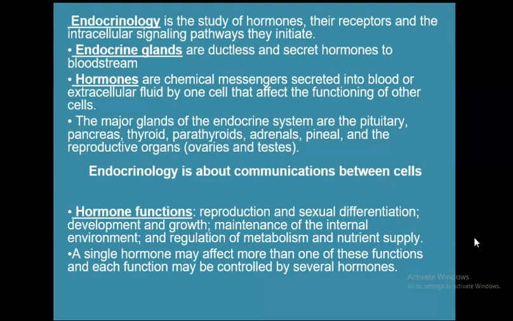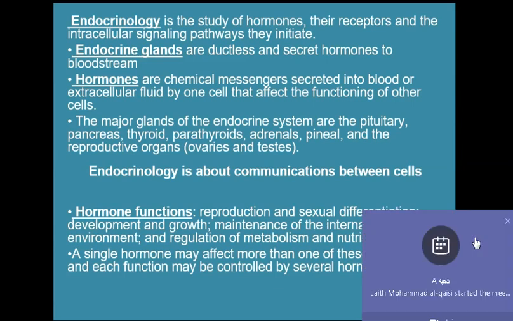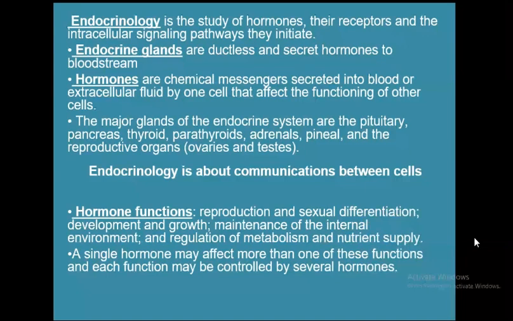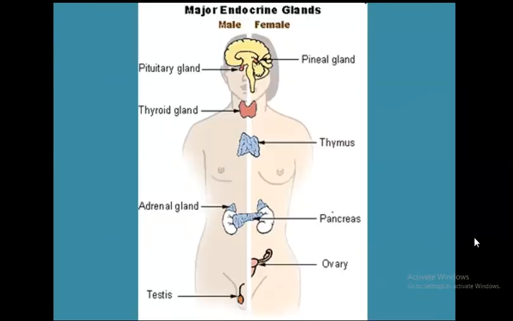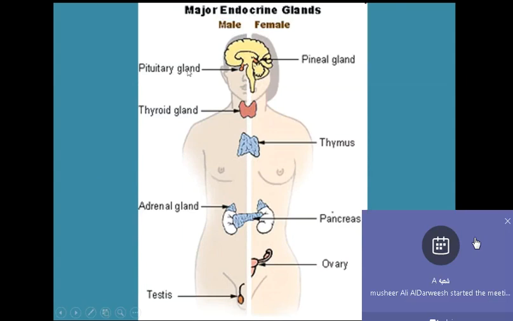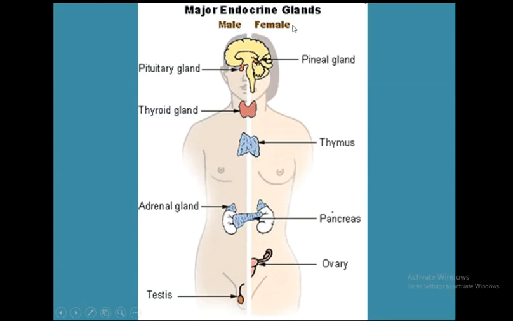Hormones are chemical messengers. It's communication between the cells. So the cells communicate through hormones. And as we will see, hormones have a wide variety of functions, in regulation of internal environment, in growth, metabolism, and so on. In our body, these are the endocrine glands found: the pituitary gland, thyroid gland, adrenal gland, testis, ovary, pancreas, and so on.